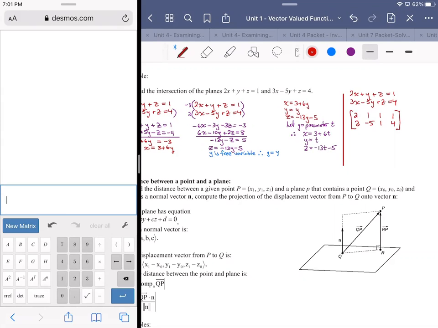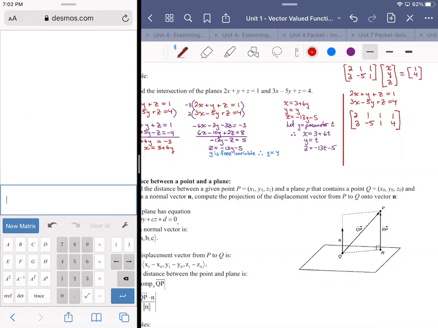Now, I'm oversimplifying the process here again because it's not a linear algebra class. There's a lot of theory as to why this works the way it does. The short answer is that this is the result of matrix multiplication. If I were to take the coefficients 2, 1, 1, 3, -5, 1, and multiply that against the vector x, y, z, using matrix multiplication rules, I should get a result of 1, 4.